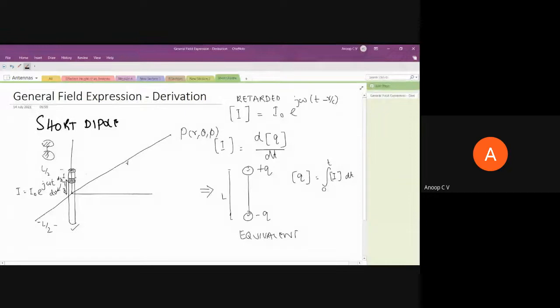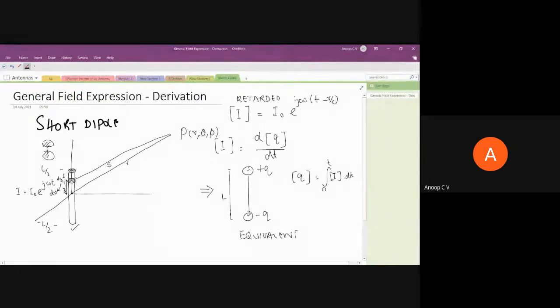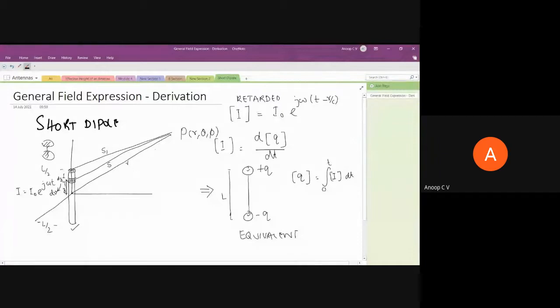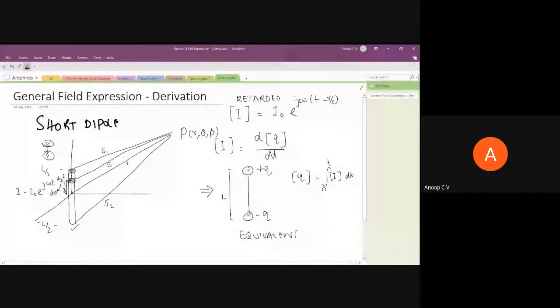I'm assuming the length from this differential element to the point P is S. This S can vary: at the topmost point it will be S1, and at the bottommost point it will be S2. I hope you understood what we are going to see. I've considered a very small element with length dz, and it will have a volume also.